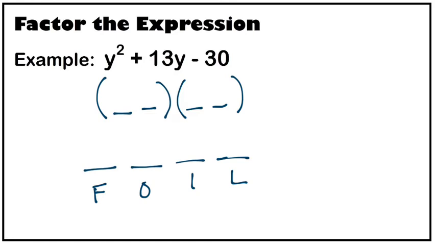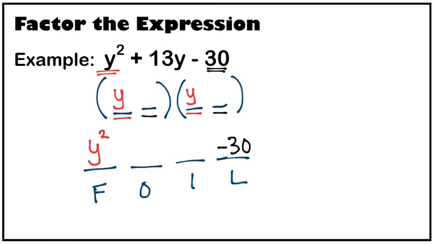And on this problem, we know that our firsts need to multiply together and give us a y squared. So our firsts are going to give us a y squared, and the only way to make that happen is if this term is y and this term is y. So our firsts are taken care of. Our lasts need to multiply together and give us our constant term. So that's negative 30. Now, this problem is the most difficult one that we've tried so far.